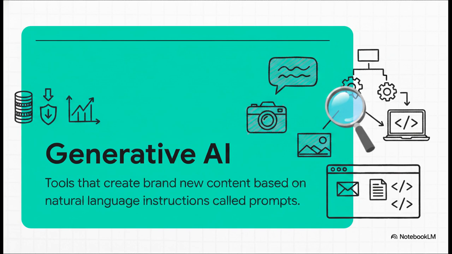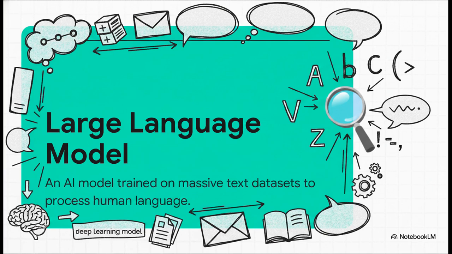a single technical skill. The most famous form of generative AI, and honestly the one you probably interact with the most, is the large language model, or LLM. An LLM is a deep learning model trained on massive text datasets. Its entire purpose in life is to process human language and generate coherent responses. This is exactly what powers those incredibly popular tools like ChatGPT, Google Gemini, and Microsoft Copilot.